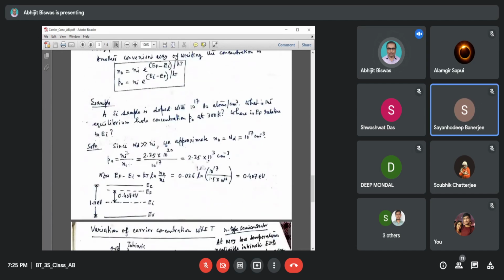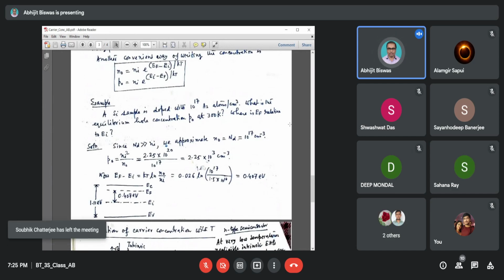Okay. Now it is an example. A silicon sample is doped with 10 to the power 17 arsenic atoms per cc. Arsenic is a pentavalent element, that is why the silicon is N-type silicon. It is an extrinsic semiconductor and type is N-type. What is the equilibrium hole concentration, meaning minority carrier concentration, at 300 degree Kelvin? Where is the EF relative to EI?